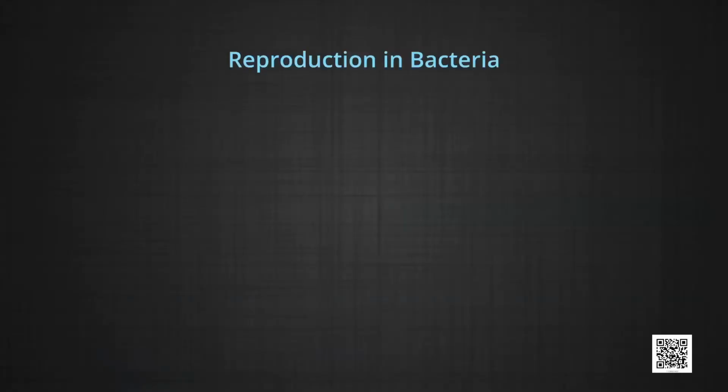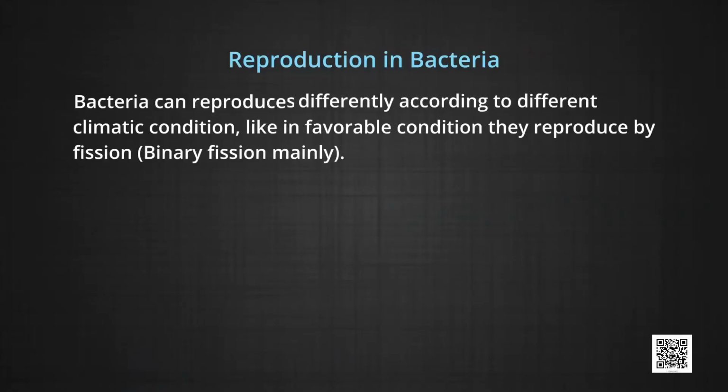Some eubacteria are pathogens, causing diseases in animals, plants, and humans. Now, reproduction in bacteria. Bacteria can reproduce differently according to different climatic conditions. In favorable conditions, they reproduce by fission, mainly binary fission.